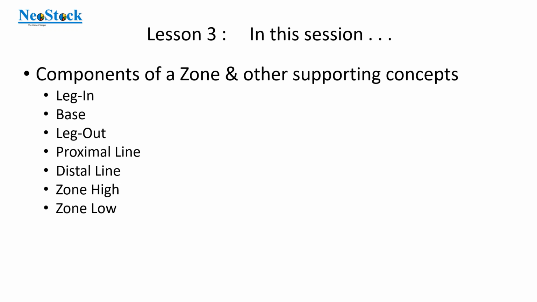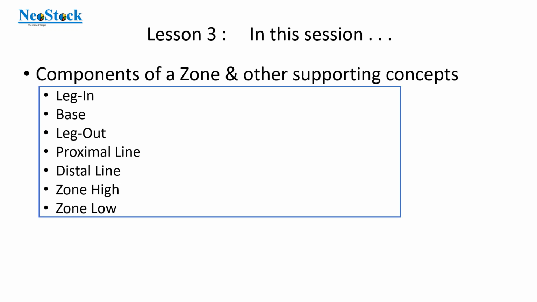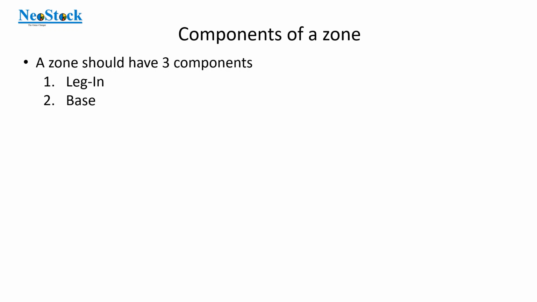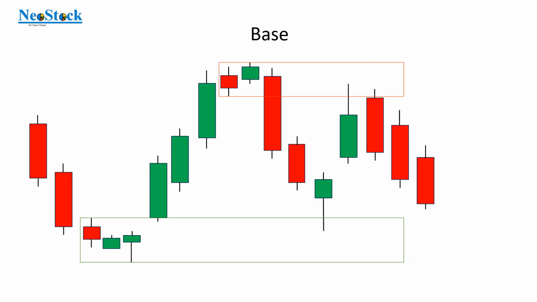We are at lesson 3, components of a zone and other supporting concepts. Let's start with components of a zone. A zone should have 3 components. The first component is leg in, the second component is base, and the third component is leg out. So let's start with base.